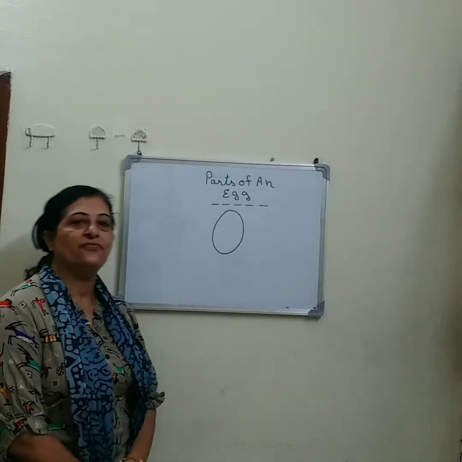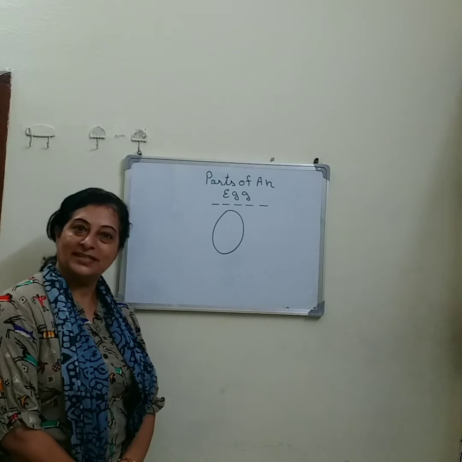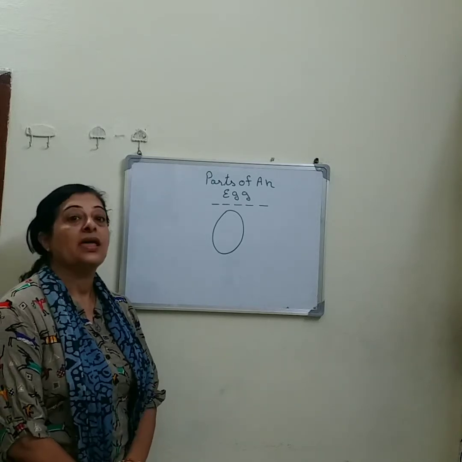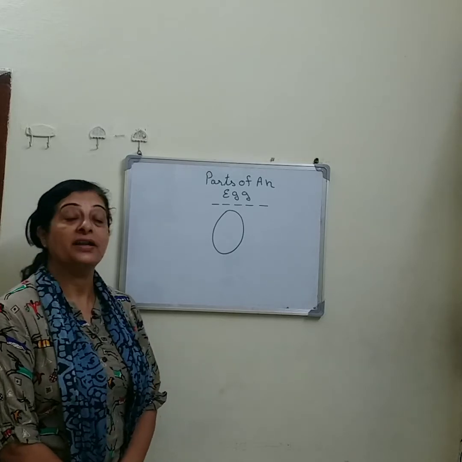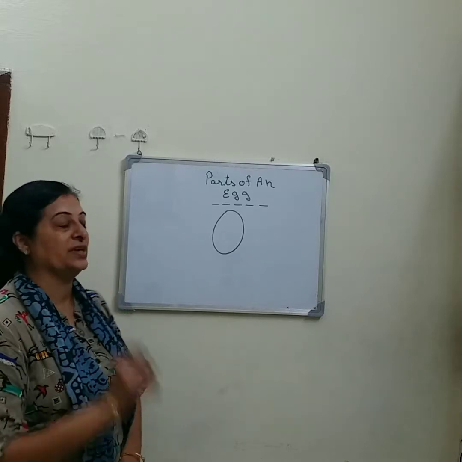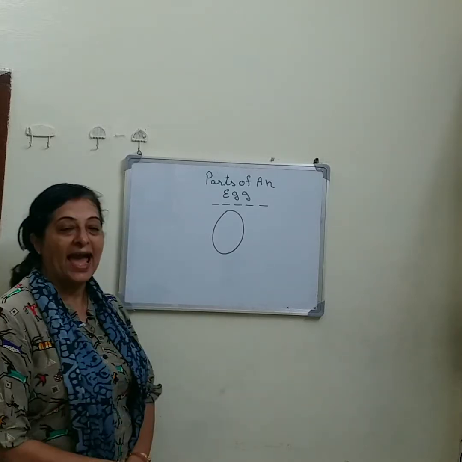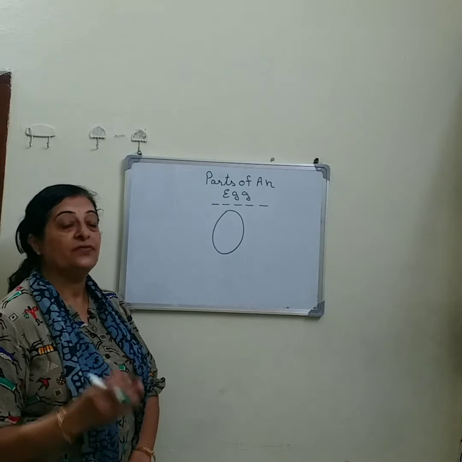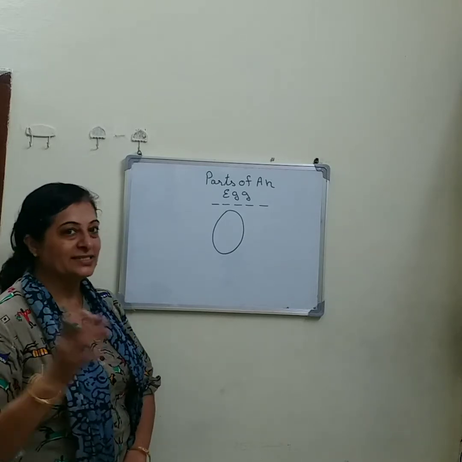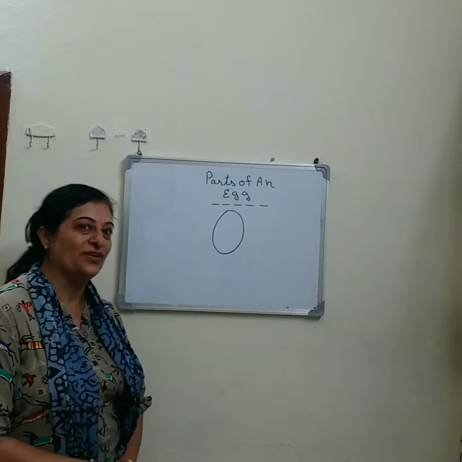Good morning everyone. Today we will discuss the different parts of an egg. As you know, animals can reproduce in 2 ways. First, by laying eggs, and second, by giving birth to their young ones. So now we will discuss the different parts of an egg.